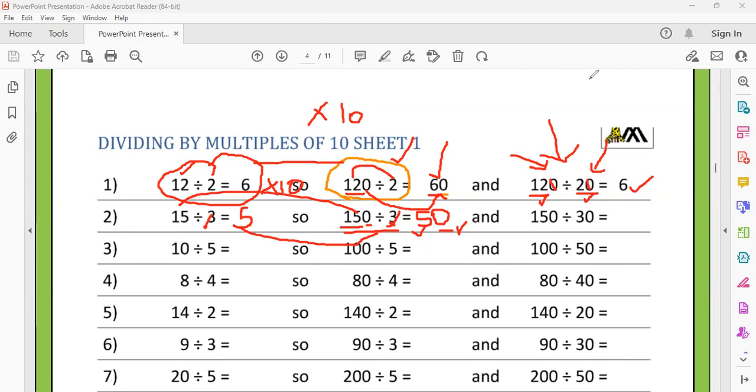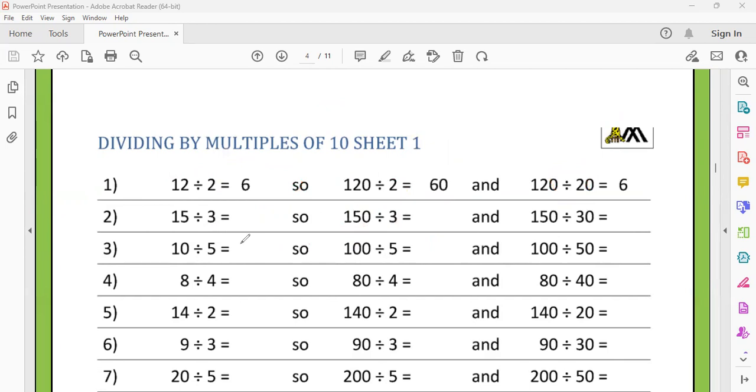Another way to do this is to learn that fraction is the same as division. So 120 divided by 20, what you do is cut off the 0. Learn this skill, and then you would have your answer 6. Okay? So this is how you do this.